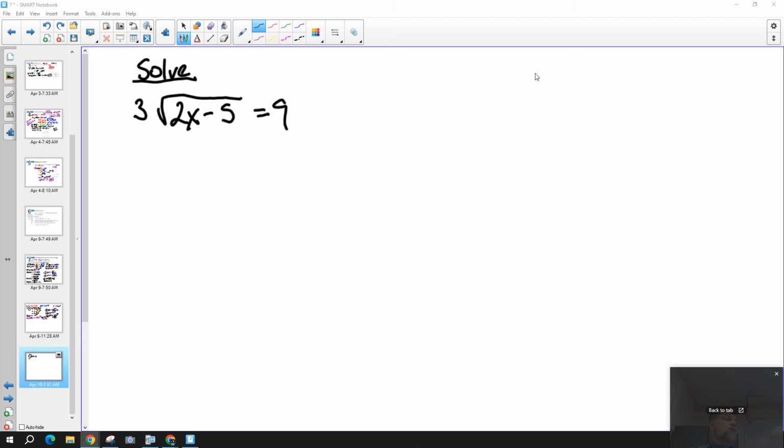So on this problem, the same thing applies always. When we're asked to solve something, we always want to make it look like x equals some stuff. And the way that we do that is we do the opposite.